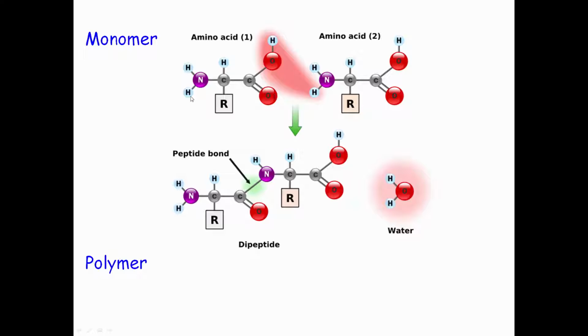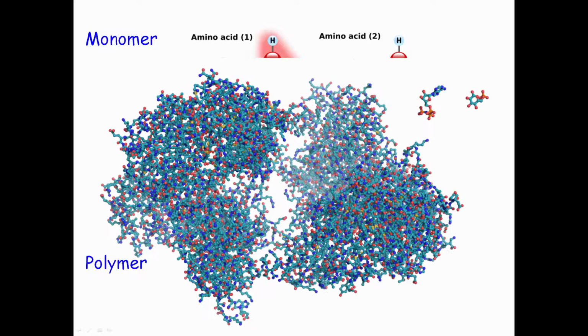We take an amino acid and we take another amino acid and we do a process where we actually take water away. It's called dehydration synthesis, and we actually bond them together to make a polymer, which in this case is called a dipeptide. It's a peptide bond that puts them together, so it's two peptides put together, and we have water as an outcome.